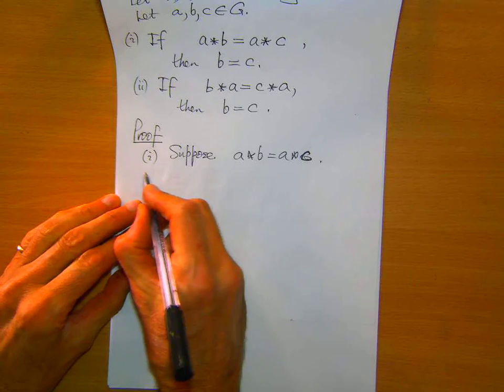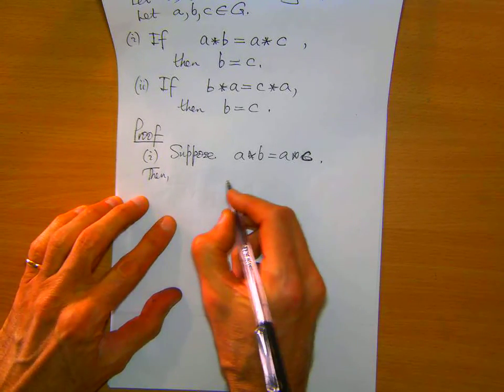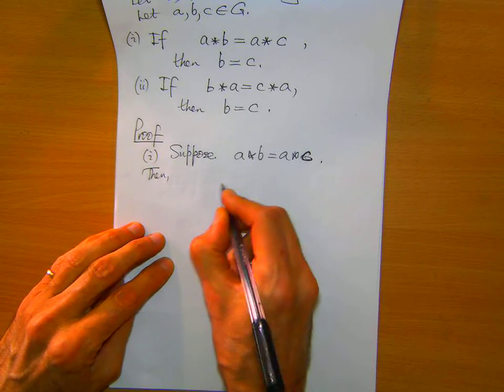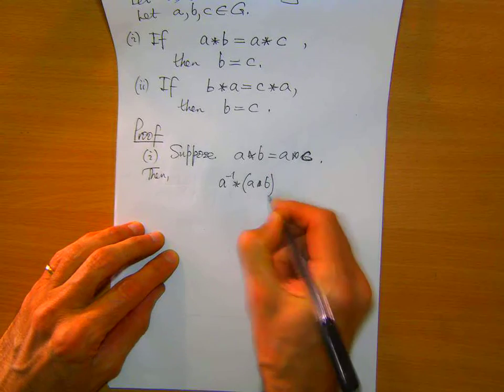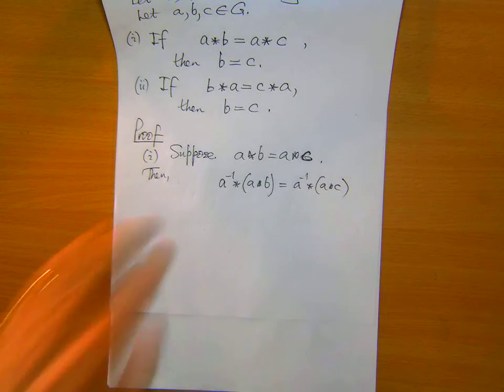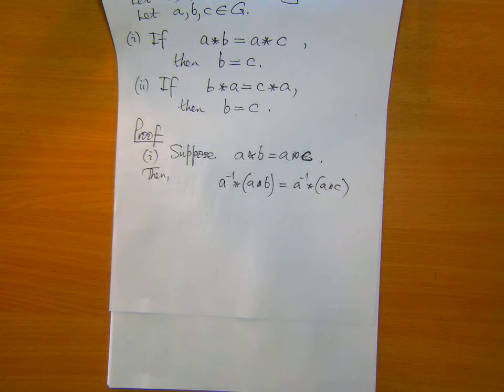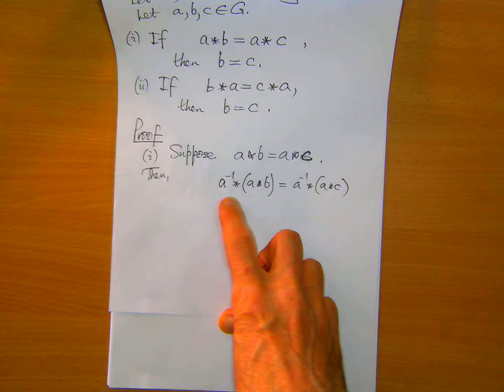So then, I'm going to put A inverse on the correct side, which will be the left side. So I'm going to do A inverse star A star B equals A inverse star A star C. What I've done there is taken this element A star B and pre-multiplied it by A inverse, and similarly on the other side.